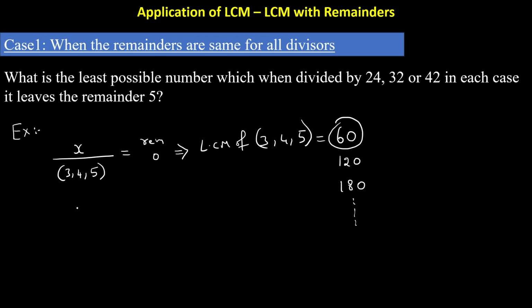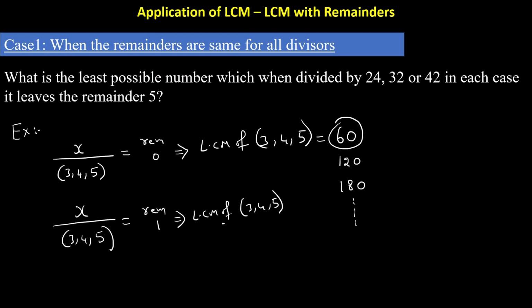Now let us see the same example. Find out the least possible number that leaves the remainder 1 when we divide with 3, 4, 5. Previously I wanted the remainder as 0, but now I want the remainder as 1 when you divide the number with 3, 4, 5. So what is our answer? The LCM of 3, 4, 5 will give the remainder 0. Since I want 1, we will add 1 here. So the answer is 60 plus 1, 61. Hope you have understood this.